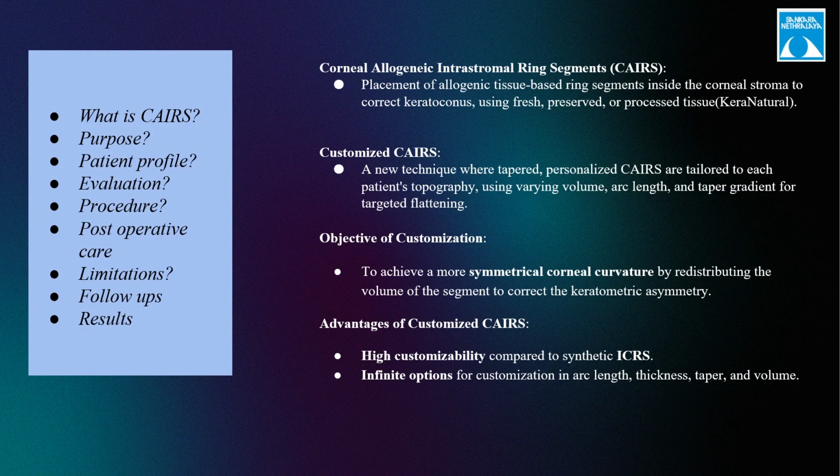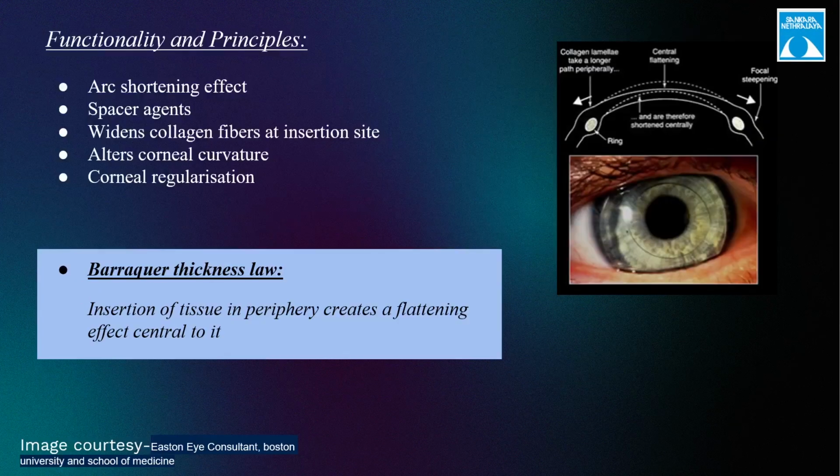What is customized CAIRS? Customized CAIRS is a new technique where we are tapering the segments, tailored to each patient's topography using varying volume, arc length, and gradient for the target of flattening. What is the objective of customization? It will give us a more symmetrical corneal curvature. And what is the advantage? It has high customization compared to synthetic ICRS and it has infinite options for customization.